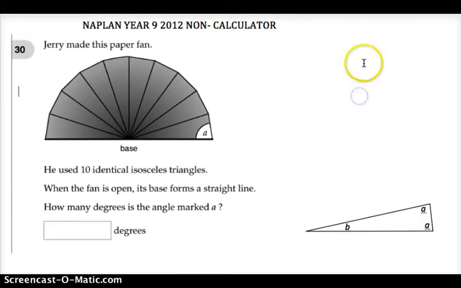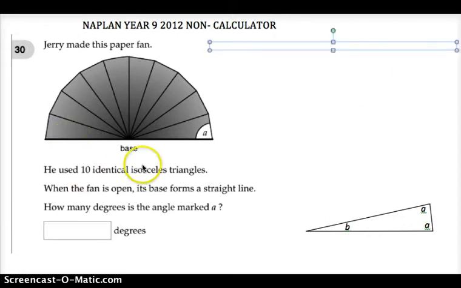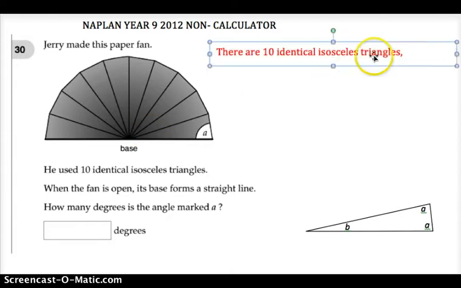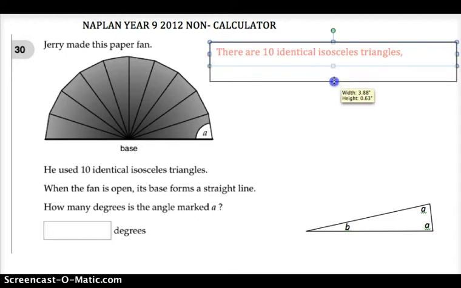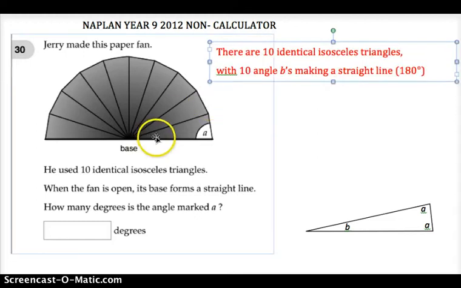Okay, just to give it some other name, this angle in here, just in there, will be B. So we know that we've got 10 identical isosceles triangles. Therefore, if we look at the angles all in here, we've got angle B, B, B, B. We've actually got 10 B's here making a straight line.